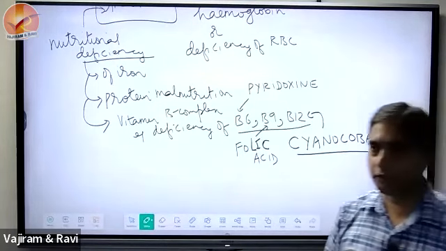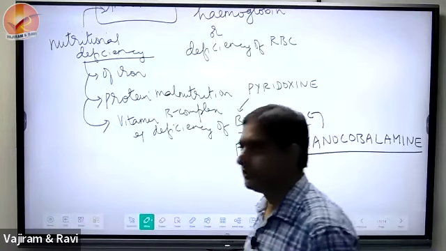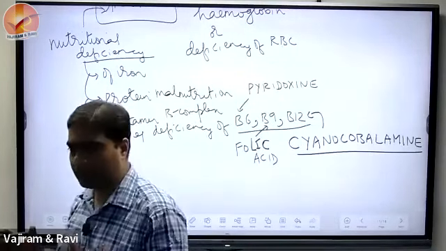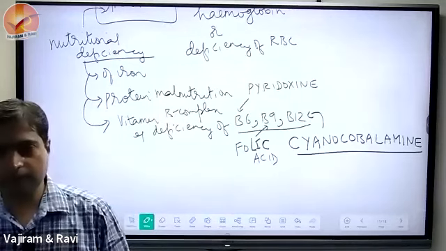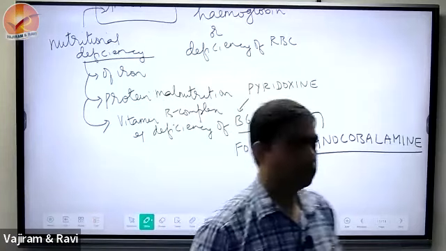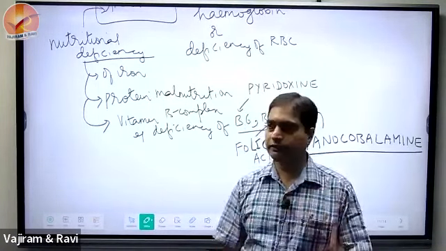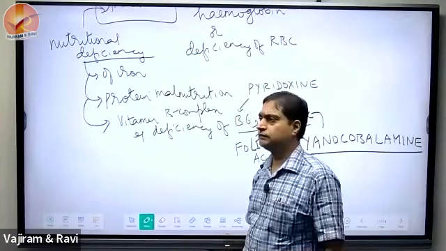But which is the most common reason in India? Iron deficiency. The most common reason in India for anemia is iron deficiency, and that also mainly in the females. 50% of females in India have anemia associated with iron deficiency.